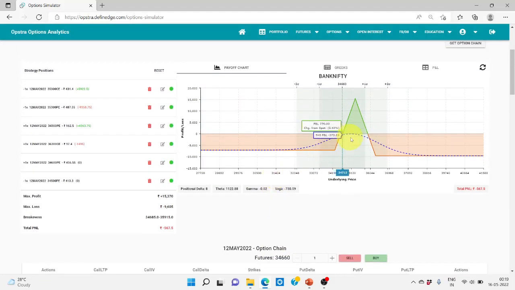Once we do that, our payoff chart will look like this. If it reduces, we'll have a little loss, but if it keeps going in the downside, we are going to have a big loss. If it goes in the other direction also, we are going to have a loss. But if it is reducing a little bit and then bouncing back, we will be in profit.